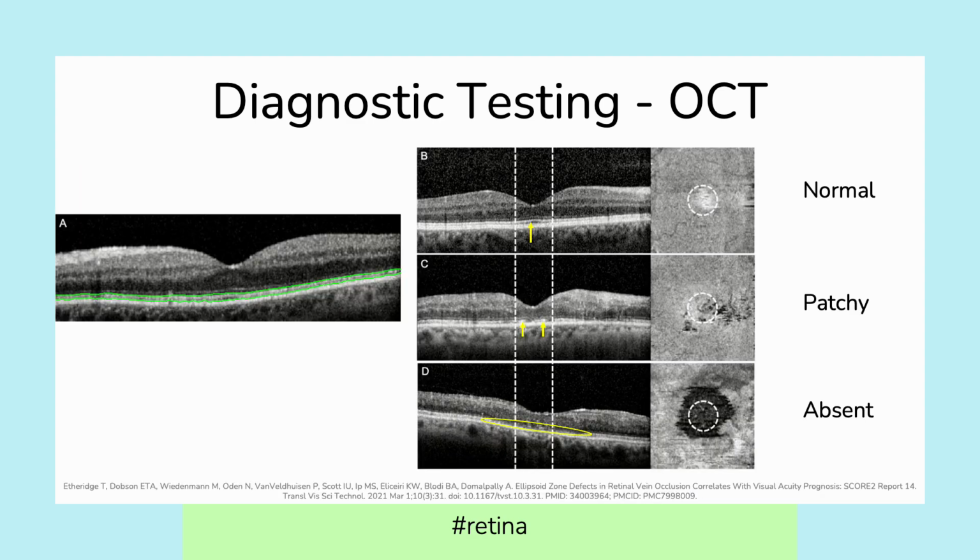Disruption of the ellipsoid zone after resolution of macular edema indicates photoreceptor cell death and poor visual acuity. This figure outlines a normal ellipsoid zone in photo A, then demonstrates a normal, patchy, and absent ellipsoid zone respectively in photos B, C, and D.